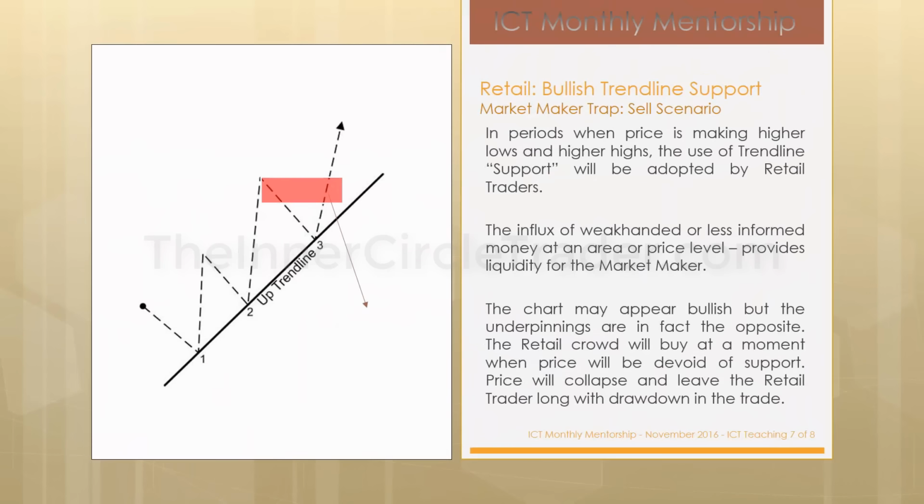The same thing said, just opposite, when we're looking for that sell scenario in bullish trendline support. Retail is going to be looking for it to go higher. I'm looking for it to go down below point number 2. That's where everyone's stop loss is going to be.